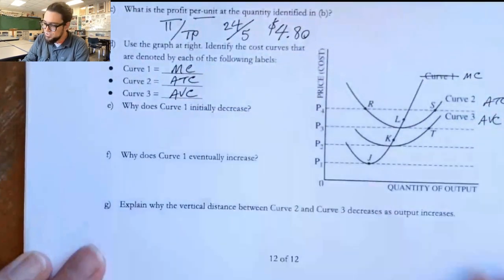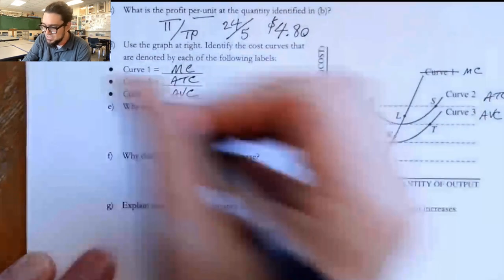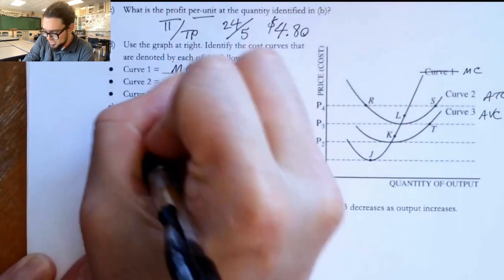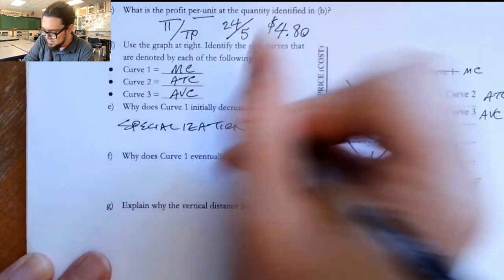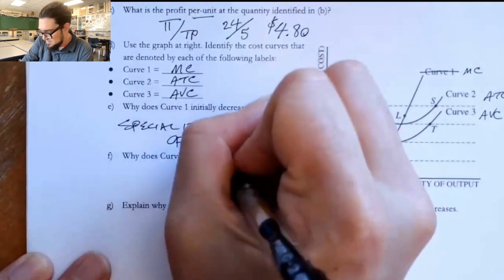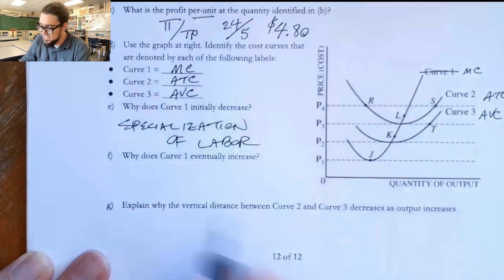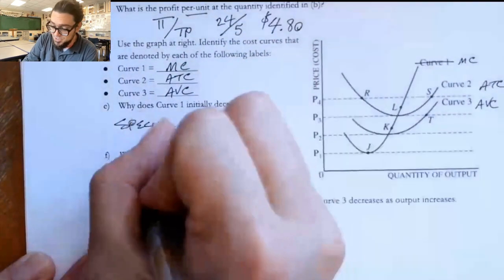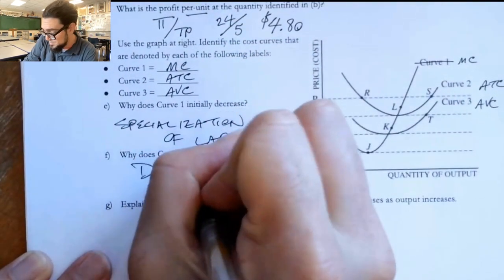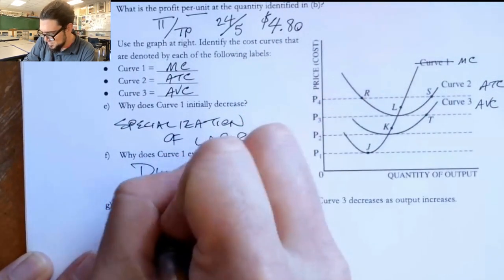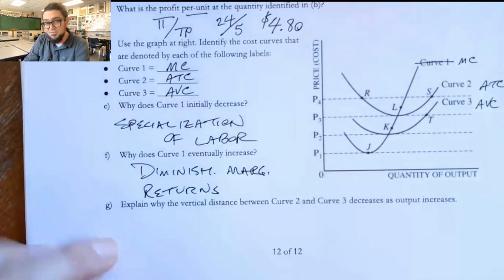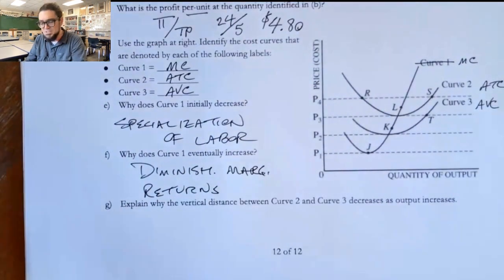Why does curve 1 initially decrease? Well, we know that it initially decreases because of specialization of labor. Specialization of labor is a typical reason. And why does it eventually increase? Well, that's diminishing marginal returns. And in fact, that's actually just enough of an explanation in and of itself. We're not really asked to explain the idea. It's just saying, like, why is this happening?